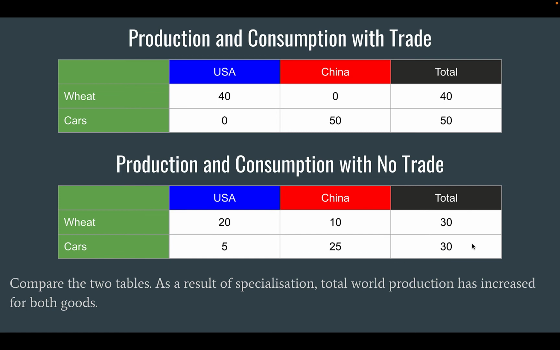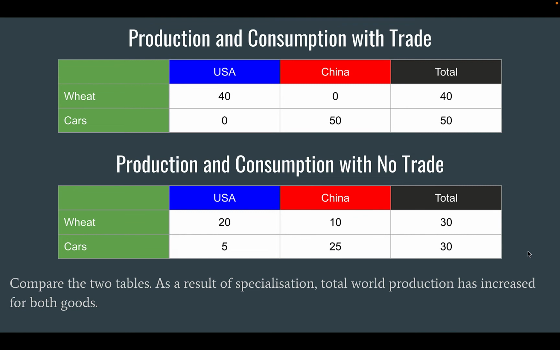Essentially, because we're specializing, each country is specializing in what they're best at and what they have an absolute advantage at producing, total world production has increased. Now remember what we said in the previous video, a greater allocation of the world's resources. America's sticking to the wheat production and China's sticking to the car production, and greater productive efficiency. Well, we can see evidence of both of those here as opposed to here.